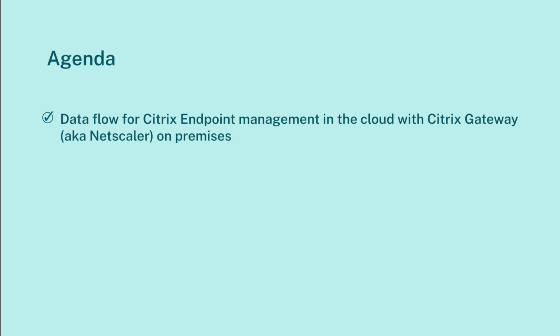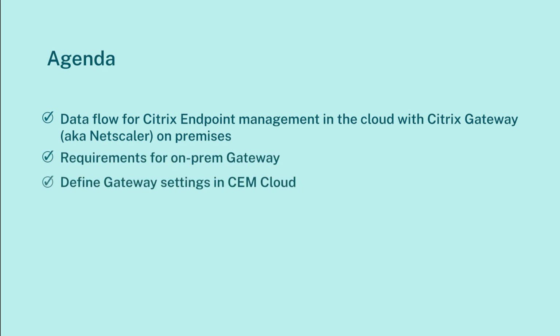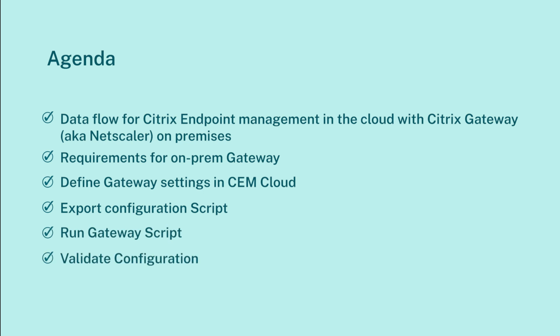What we'd like to do is go over the requirements of the on-prem gateway, define the gateway settings in the Endpoint Management Service Cloud, or formerly XMS, and show you how to leverage the export script that is provided from inside the cloud, so it allows you to script the configuration of your gateway on the Netscaler. So you've got to export that script from the service. We'll show you how to edit that script to make sure that you put the proper configuration values, run the gateway script on the Netscaler itself, and then validate your configuration.